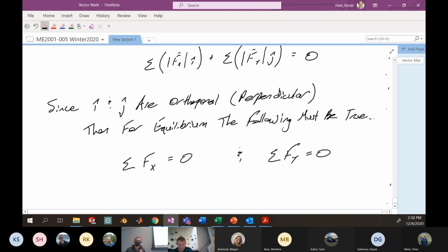Because if we have some non-zero component of the force in x, there's nothing that we can do in the y direction to overcome that. If we have some non-zero component of the force in y, there's nothing we can do in the x direction to overcome that, okay? So since these things are mutually independent of each other, they both have to be 0 for this to be true.